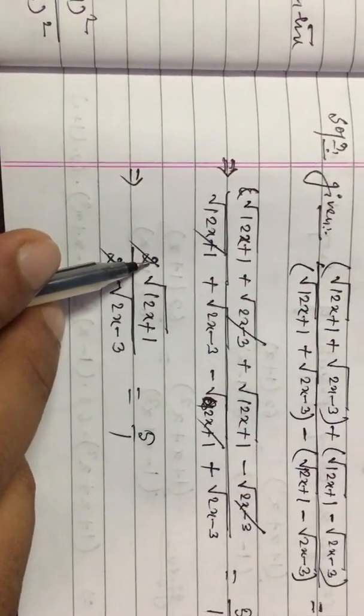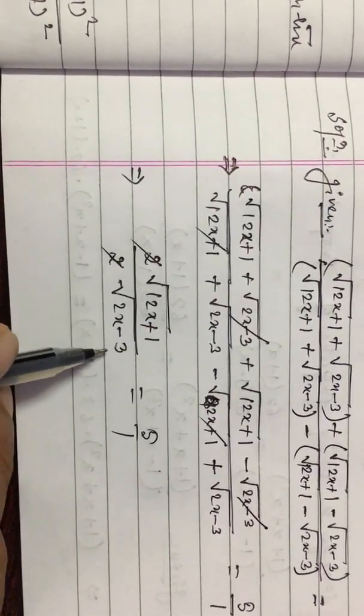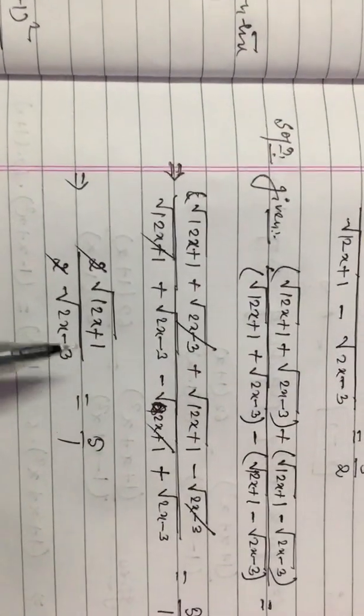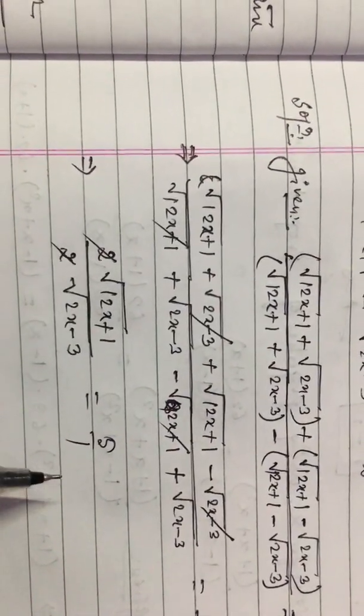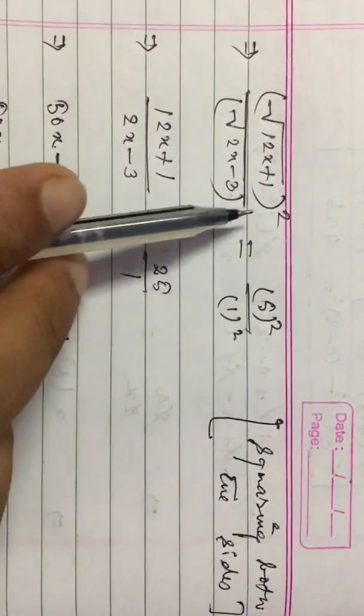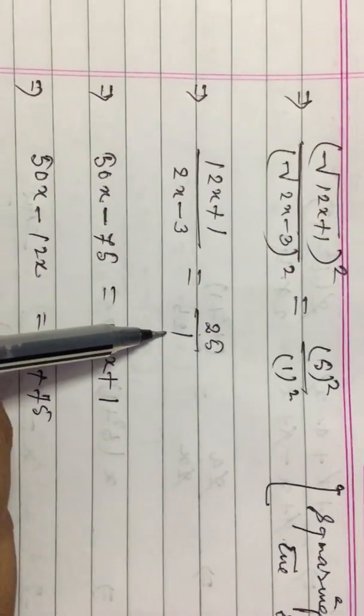This 2 will be cancelled. Root under 2x, 12x plus 1, root under 2x minus 3 is equal to 5 by 1. For removing the square root sign, we take the square on both the sides. Now see, squaring both the sides: square, square, square, square, and the square of 5 is 25, and the square of 1 is 1.